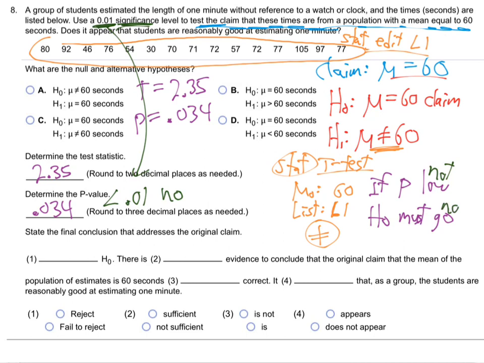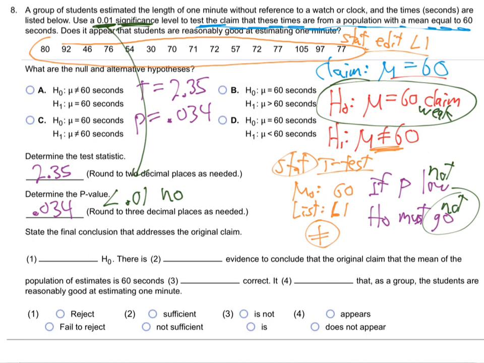So the H0 must not go. So we keep H0, don't we? We keep H0. It's not low. So the null does not go. We keep H0. Is that strong or weak evidence? Weak. That's weak. Whenever you're keeping H0, it's always weak evidence. So you're keeping the original assumption of innocence.